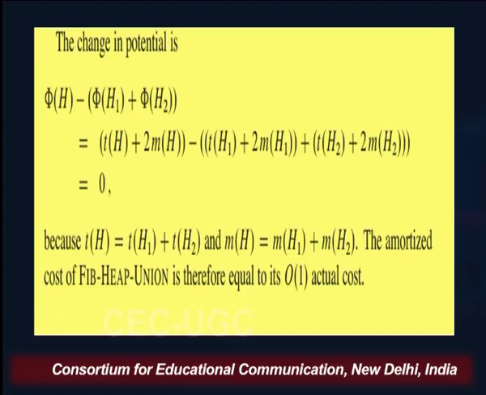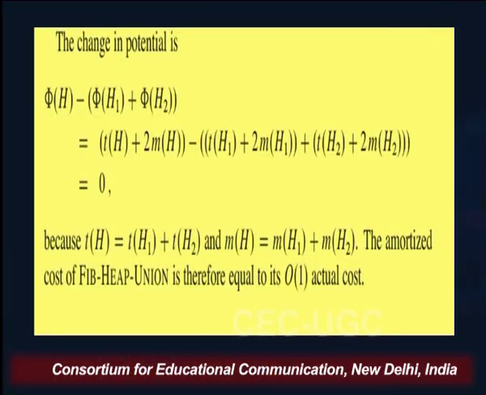And the other component of the potential is T(h), the number of trees in h. Let us say there were 2 trees in h1 and 4 trees in h2. When we unite them, we get 2 plus 4, which is 6 trees in the new Fibonacci heap, the union of h1 and h2. So essentially T(h) is equal to the sum of T(h1) and T(h2), and there is no change in the number of marked nodes, so 2m(h) is equal to 2m(h1) plus 2m(h2).